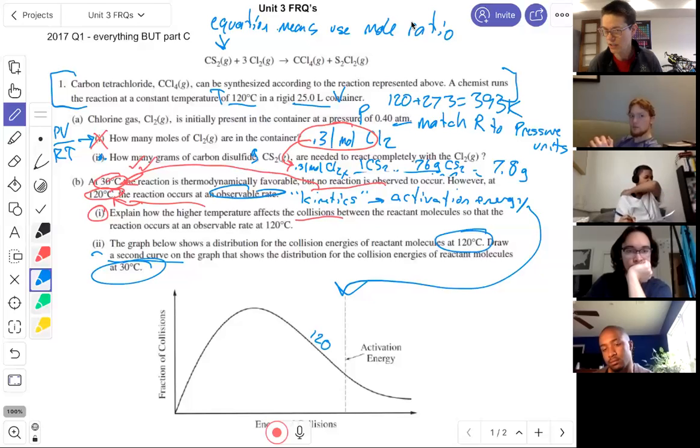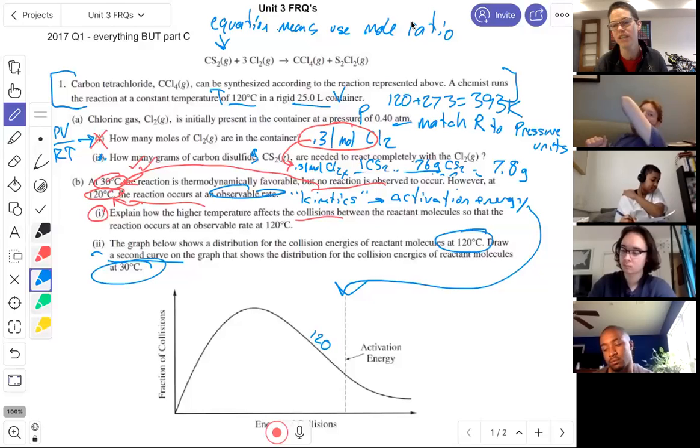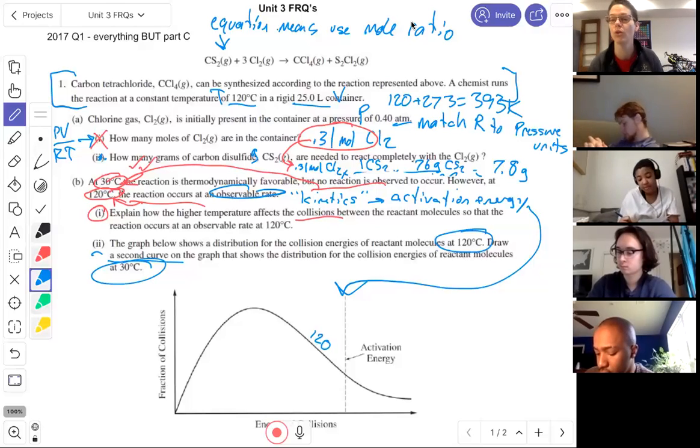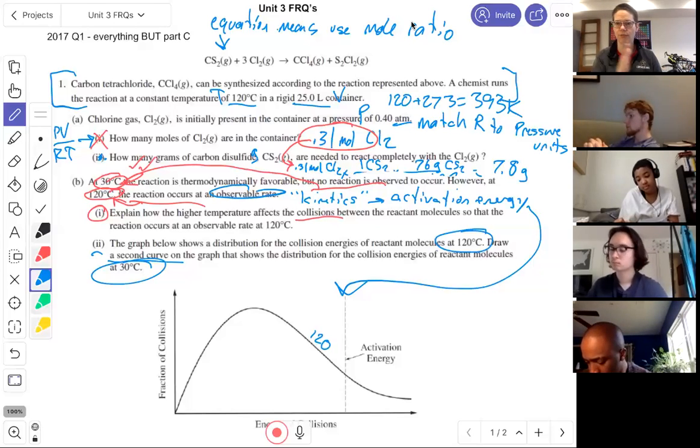So really fast, draw what you think it would look like at a lower temperature. This is a Maxwell-Boltzmann distribution. What does it look like at a lower temperature than this? So remember, you've got to think left, right, up, and down.